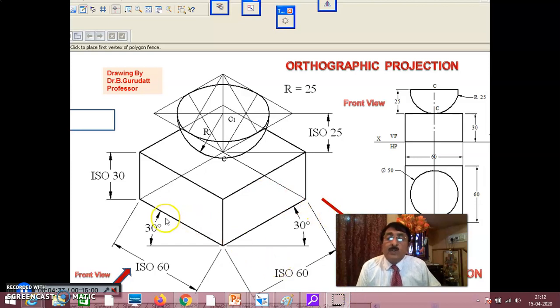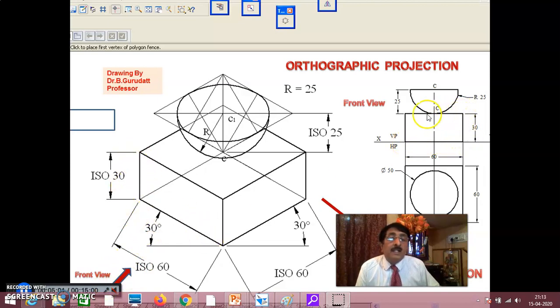If you look at this, the base solid is 60 square and 30. That means thickness 30. It is a square prism over which you have a hemisphere. If you are looking from here, or from here, the front view remains the same, at least here. If you look from here, the direction of front view is this: 60 by 30 in the front view.